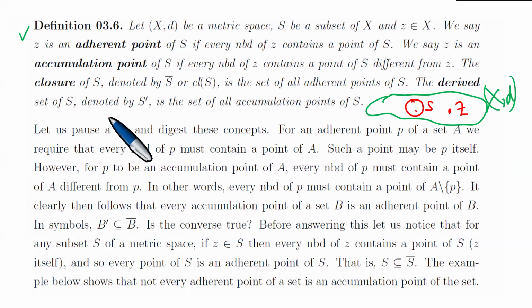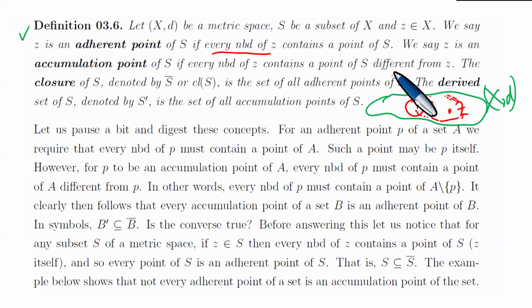We say Z is an adherent point of S if every neighborhood of Z contains a point of S. So if we can form a neighborhood, it's an adherent point. Just one point. But obviously we are referring to every neighborhood of Z, so very close to the boundary, so that if you form a neighborhood of Z, then it will contain a point of S.